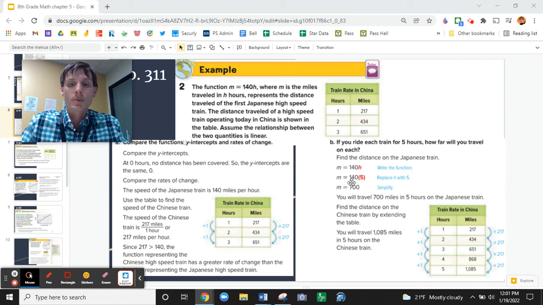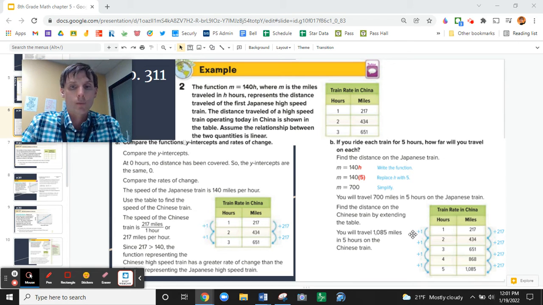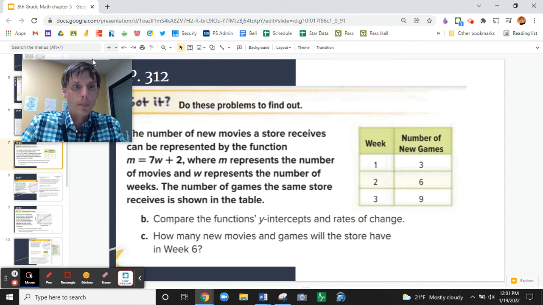So we see it must be 700 miles after 5 hours. Okay, and they extended the table here to show that after 5 hours, the train in China goes 1,085 feet. Right. All right. Cool. All right, let's try another one here.